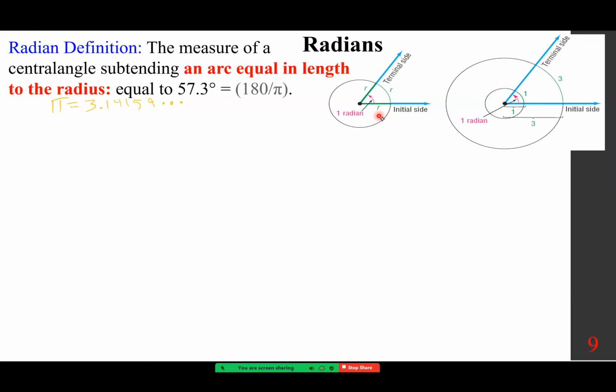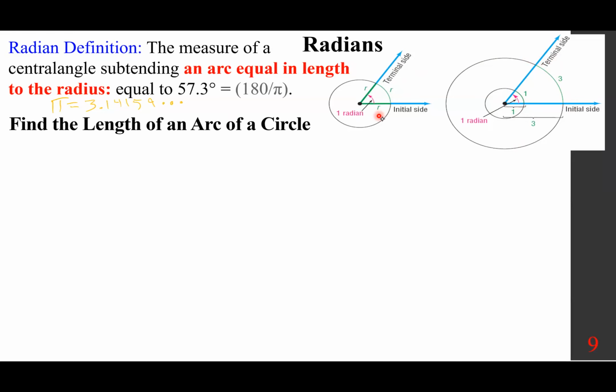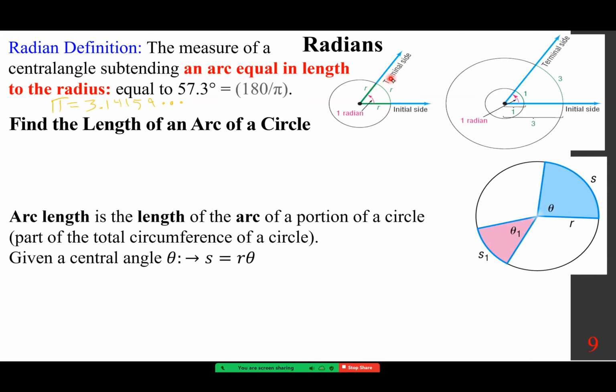Now, let's find the formula for the arc length of a circle. Let's find a way to calculate this. Well, arc length is the length of the arc of a portion of a circle, part of a total circumference of a circle, given a central angle theta, S equals R times theta. And here's the reason. First, if you were to compare these two, the ratio of theta to theta 1 is the same as S to S sub 1.